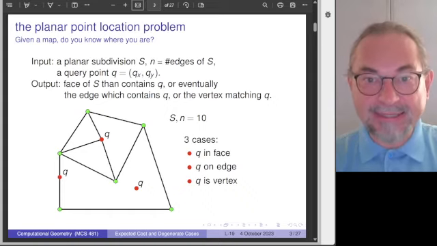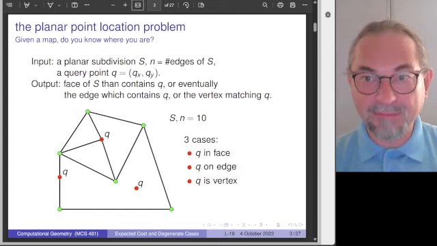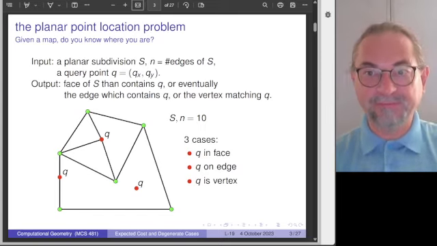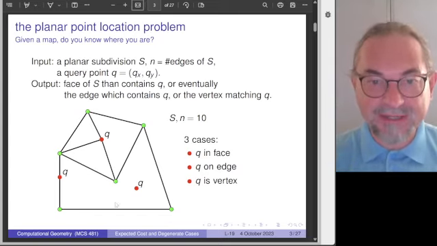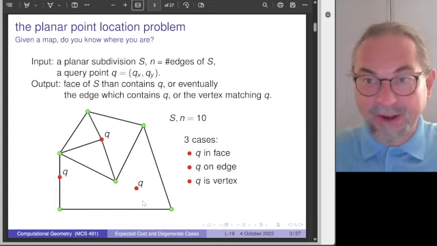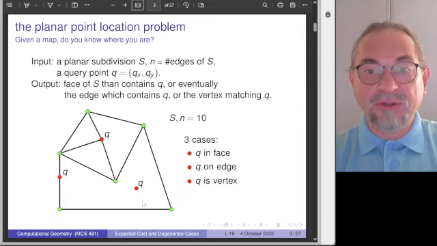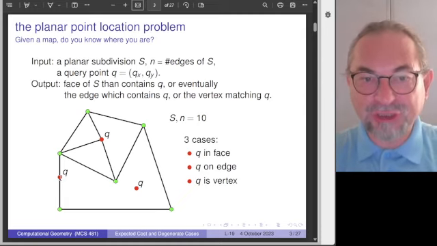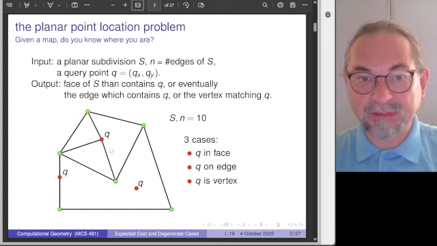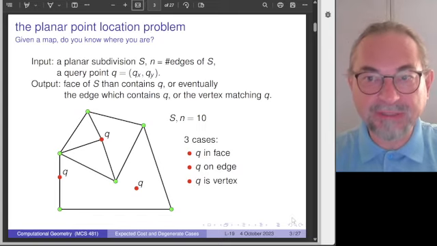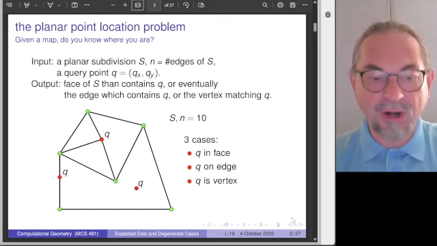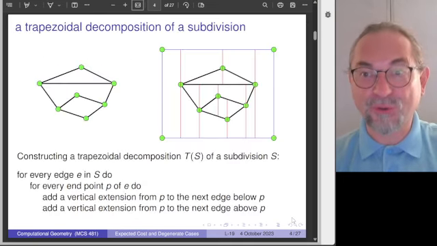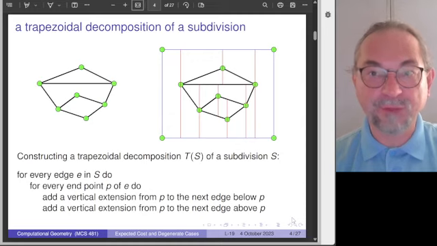There are 3 cases. We can have that we are in the open field, we are in a face of a subdivision, as in the first case here. As you can see, you are in a square or in an open area. You are either on the road, on an edge, or you are on an intersection point, on a vertex. So this is the mathematical formulation. Given the coordinates, can you find where you are? Or can actually a computer solve that problem for you?